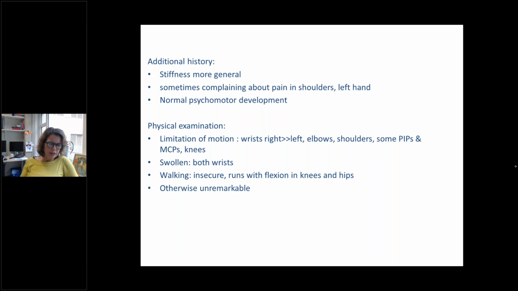Then, as I saw her, I was quite shocked. I saw several limitations in her wrists, elbows, shoulders, fingers, but also in her knees. Only the wrists were swollen, but the limitation of motion was clear in the other joints. She didn't walk nicely. She walked insecurely, and she could not stretch out completely when walking. Other internal exams and other joints not mentioned were all normal.